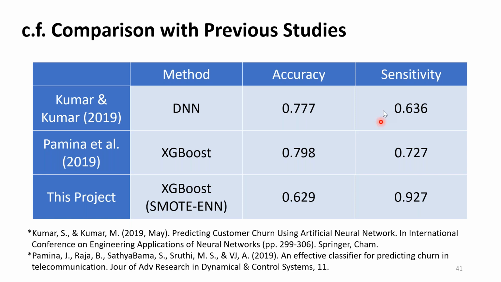However, because of the high false positive rate, the XGBoost classifier in this study showed the lowest accuracy when it used SMOTE-ENN. So this is the weakness of this study.